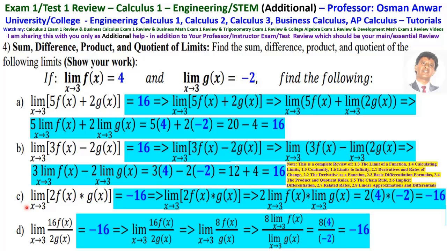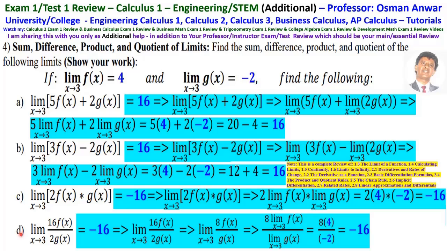Number C is limit as x approaches 3 of 2 f of x times g of x. So this is 2 limit as x approaches 3 of f of x times limit as x approaches 3 of g of x, which is equal to 2 times 4 times minus 2. So this is equal to minus 60.